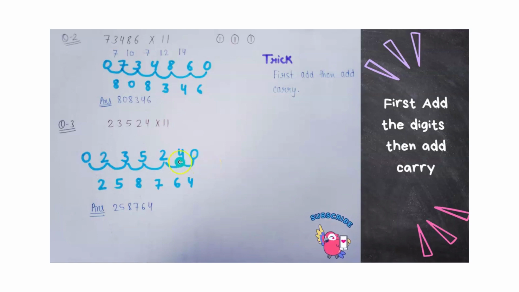Okay. And you need to just group two numbers, means 4 plus 0 will be 4, 2 plus 4 will be 6, 5 plus 2 will be 7 and 3 plus 5 will be 8 and 2 plus 3 will be 5 and 0 plus 2 will be 2. So this is the answer of this multiplication. Easy.